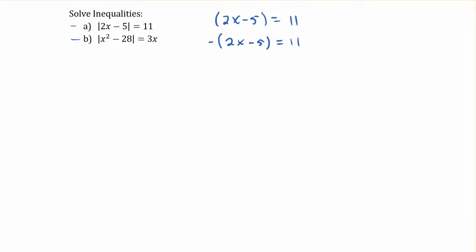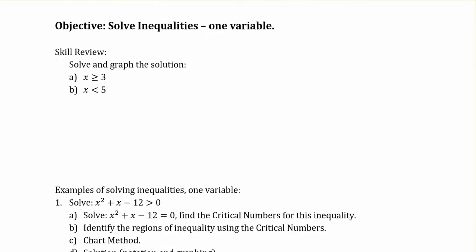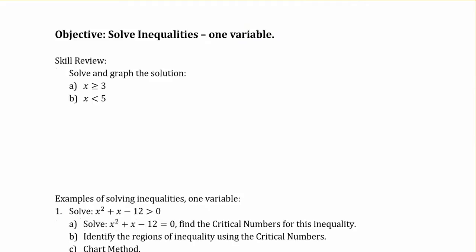So remember that you're going to have two different solutions here, right? You're going to have the situation where you've got 2x minus 5 is equal to 11 for A, but you'd also have the situation where it's negative 2x minus 5. So you should end up with two answers for A and B because there's both those possibilities. Okay, so moving on to inequalities.